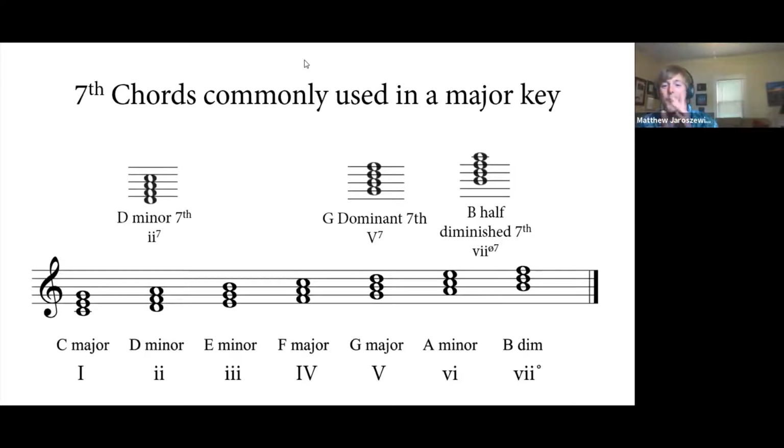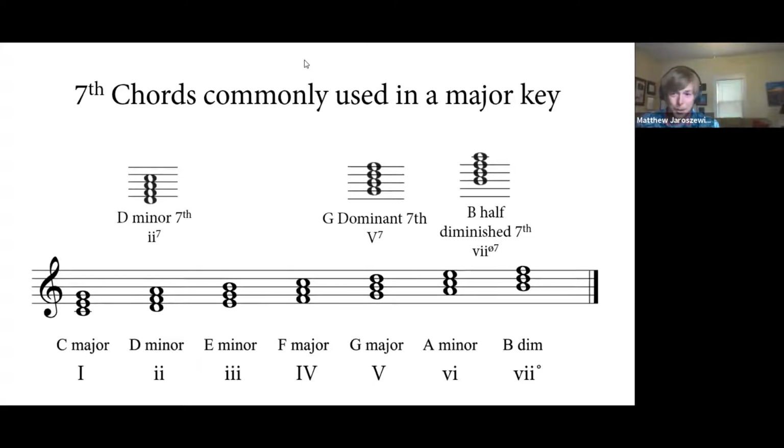We write this using the lowercase Roman numeral 7 and then a degree sign with a slash through it, followed by a 7, showing that it's not a whole diminished 7th, but a half diminished. If you remember, a half diminished 7 has a minor 7 on the outside, but with a diminished triad.